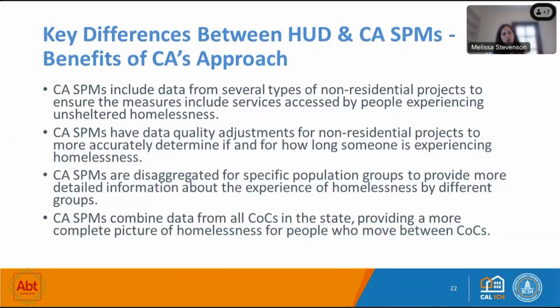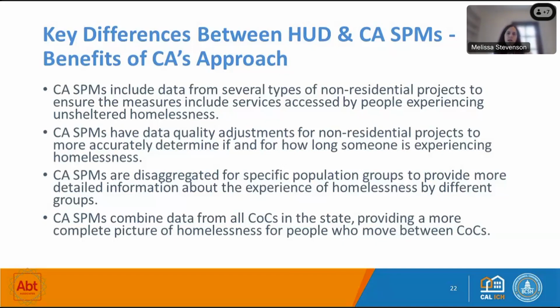And then I'm going to talk a little bit about the key differences between HUD and California's SPMs and the benefits of California's approach. I saw in the Q&A, and I know this is a question that has come up a lot in the previous round of SPMs, I know a lot of folks are comparing the numbers here with numbers they've seen in other reporting that they've done to HUD out of their HMIS, whether it's the HUD SPMs or another report, and wondering, why do these numbers look different? Well, there are some good reasons for that.